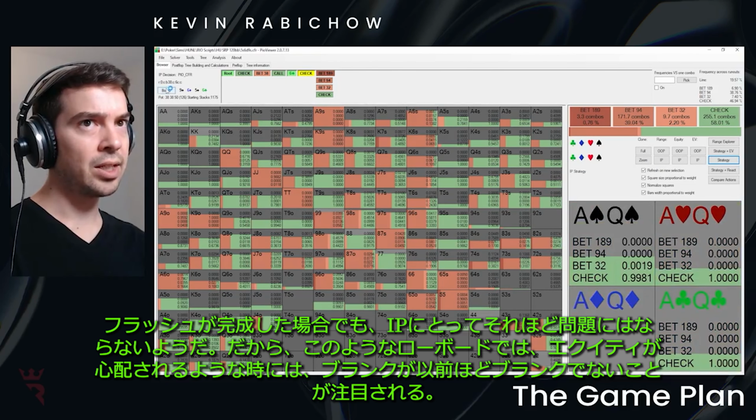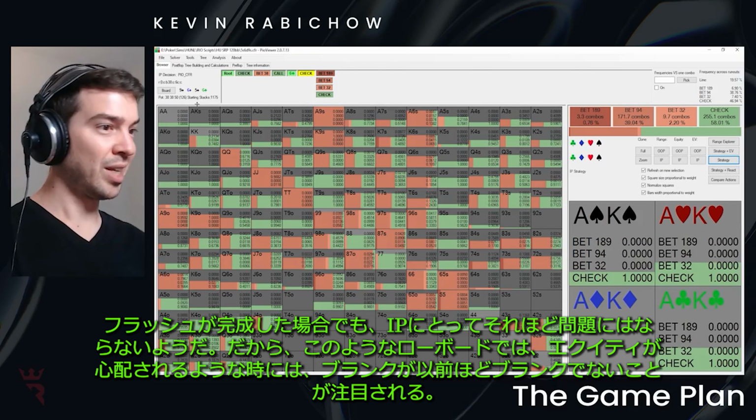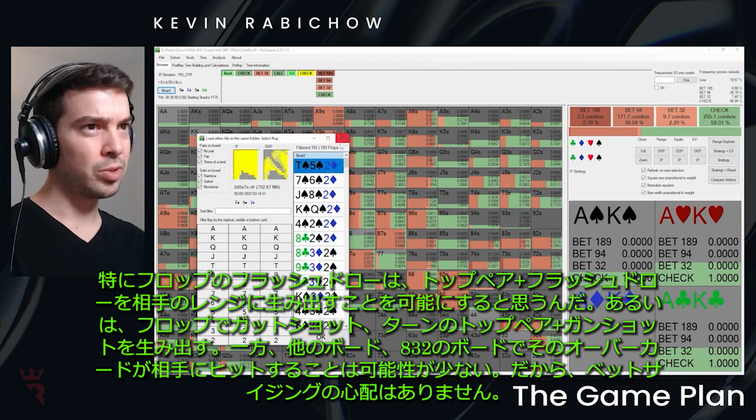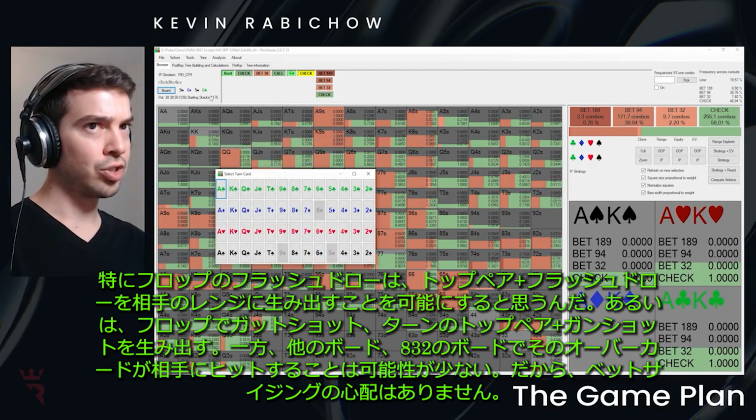So it's noteworthy that on these low boards, the blanks are not as blank as they used to be when there's equity to be worried about, especially a flop flush draw, which is going to allow for turned top pair plus flush draw to be in our opponent's range, or the gutshots on the flop, so turned top pair plus gutshot. Whereas on that other board, the 8-3-deuce, hitting that overcard was so unlikely for our opponent. So it was not a concern for our bet sizing.